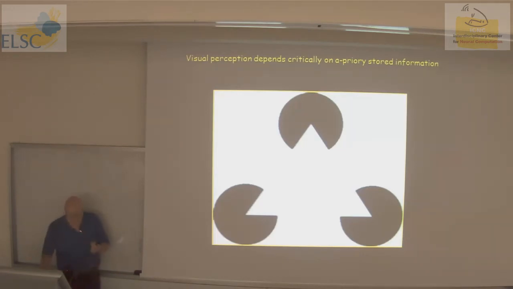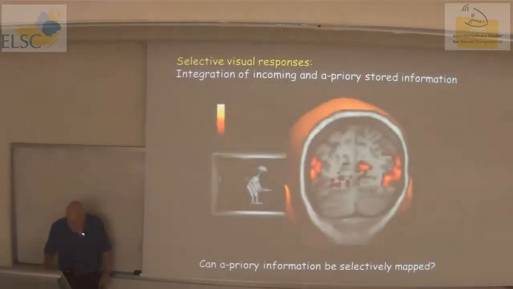So it's obvious that it is very, very important for us to understand what this a priori information is that is stored in our brain, in the visual system and the rest of the cortex, that is so powerful in driving and influencing our cognitive abilities.